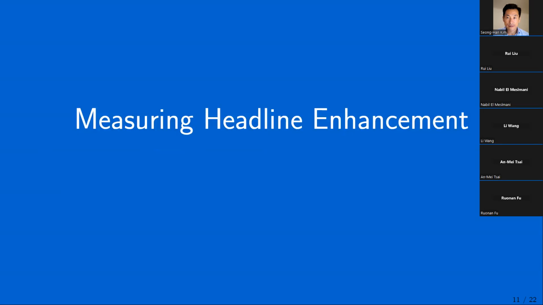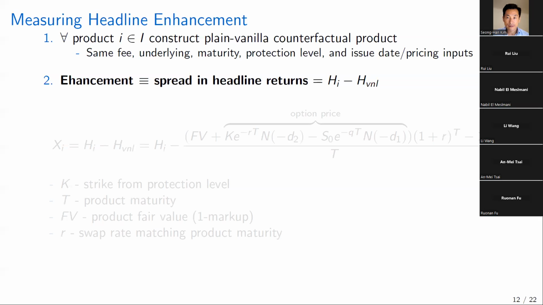Okay, so now to quantify what is the impact of enhancement in the whole data set, quantify what is the impact on demand, I will first measure the degree of headline enhancement. So how much do these additional conditions improve the salient attributes? And with that measure in hand, I will then be able to say something about how demand is sensitive to this enhancement.